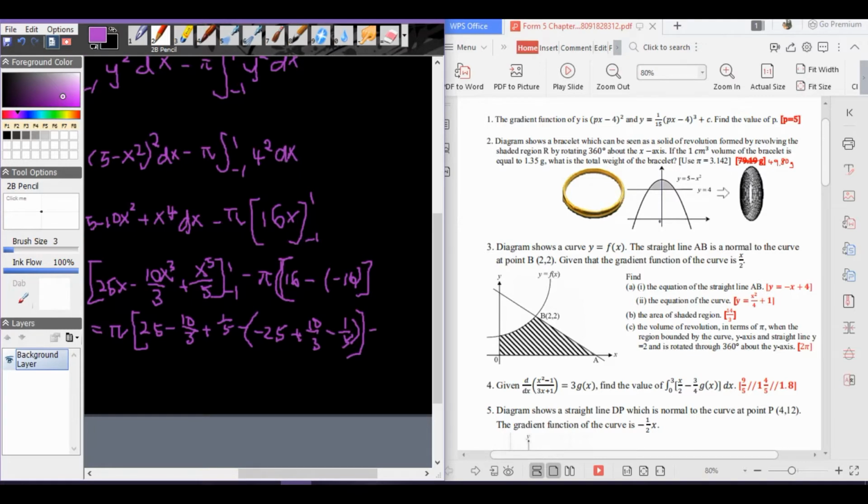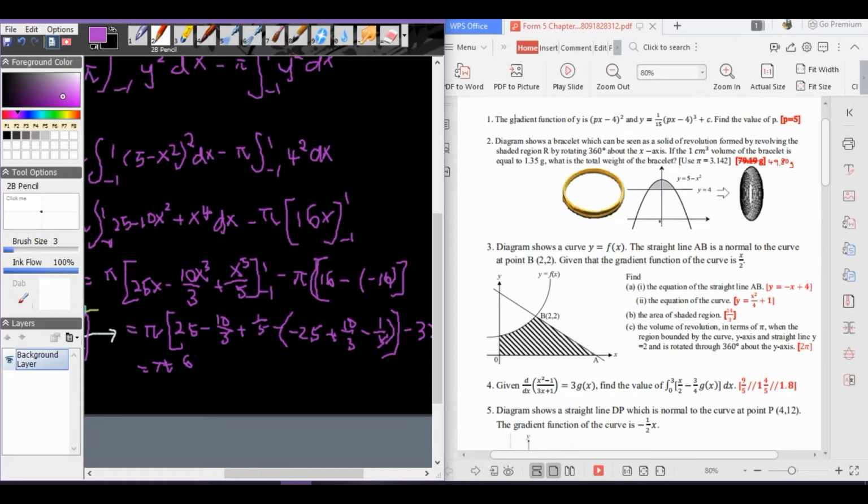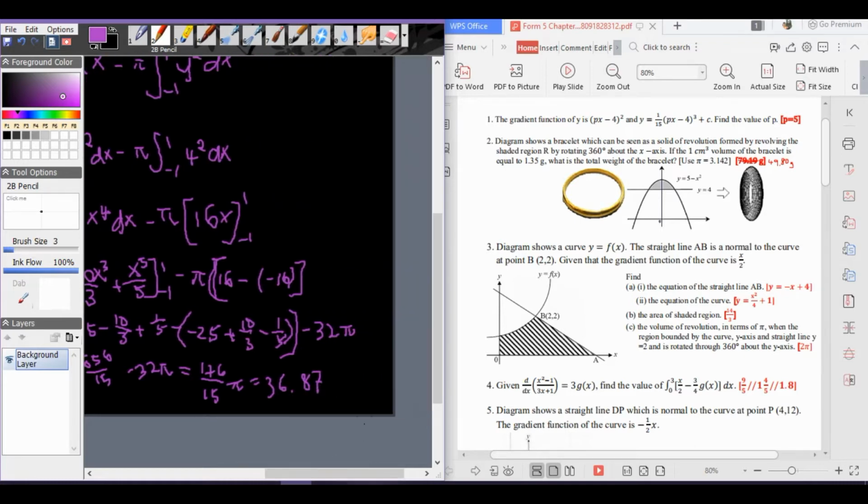So this one you will have -32 pi. Okay, you can solve this. 656 over 15 minus 32 pi. So equals to 176 over 15 pi. From the equation, we are given pi equals to 3.142. So we use this value for pi. So we multiply with 3.142. And this is equals to 36.87. This is the volume of the shaded region.